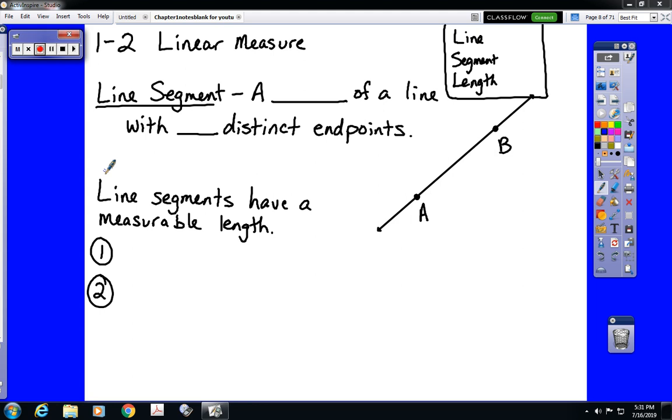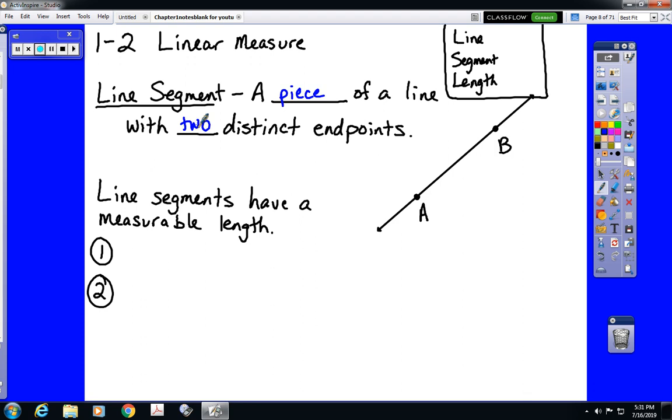So, we start off with a vocabulary word, a line segment. A line segment is a piece of a line with two distinct endpoints. Now, this brings us to some important notation.